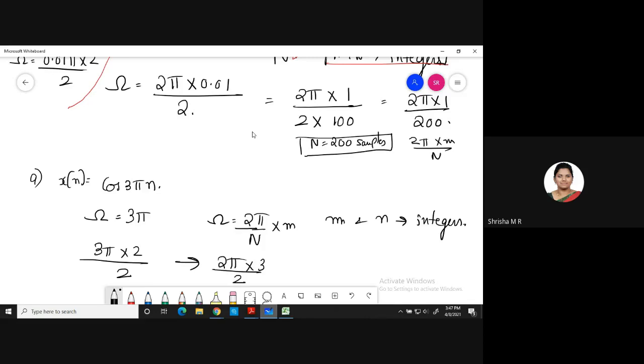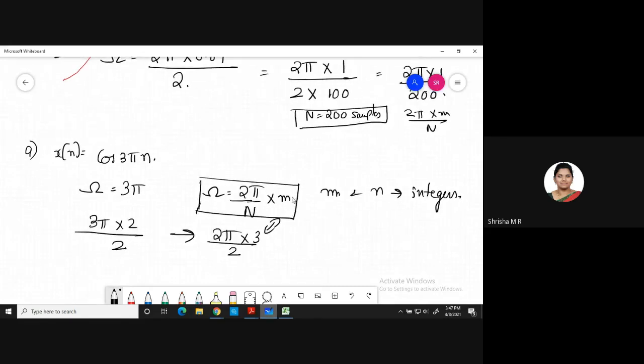Have I got it in this standard form? Yes, ma'am. Right? I have 3 and 2 as integers. N and m are integers. So what is my fundamental period? N. N is 2 samples. Clear?